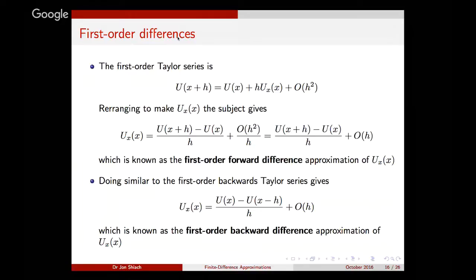If we did the same for the backwards Taylor series, we get something very similar. Again, same error, so this is what we call a first order approximation. But this is backwards. We take our value at x, step backwards, take our value at x minus h, subtract them, divide by h, and we get an approximation of that derivative. These are examples of finite difference approximations, and these are first order. Hopefully you're getting the idea now, but first order is kind of inaccurate. It's rubbish.